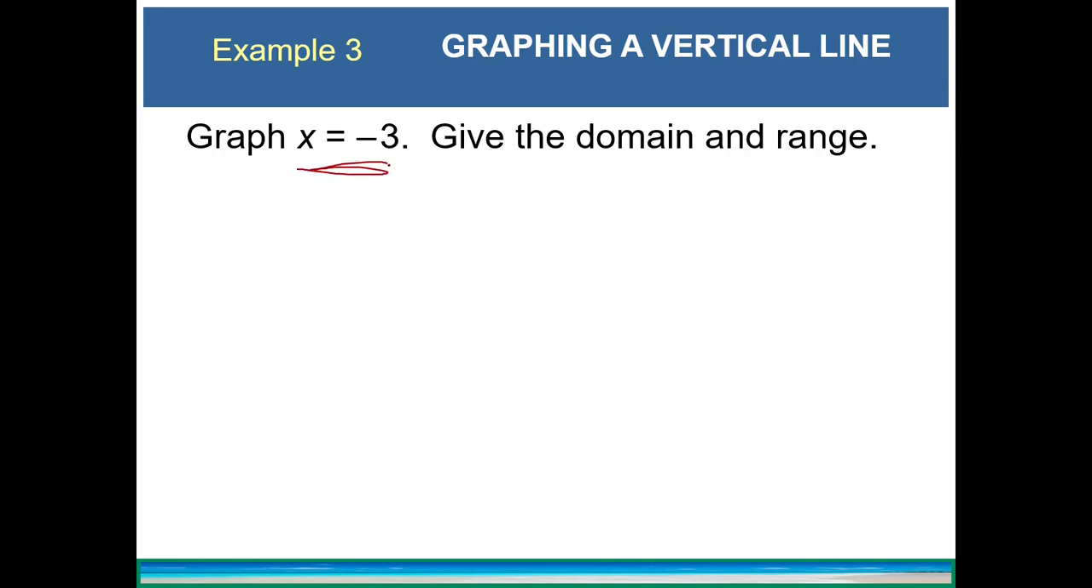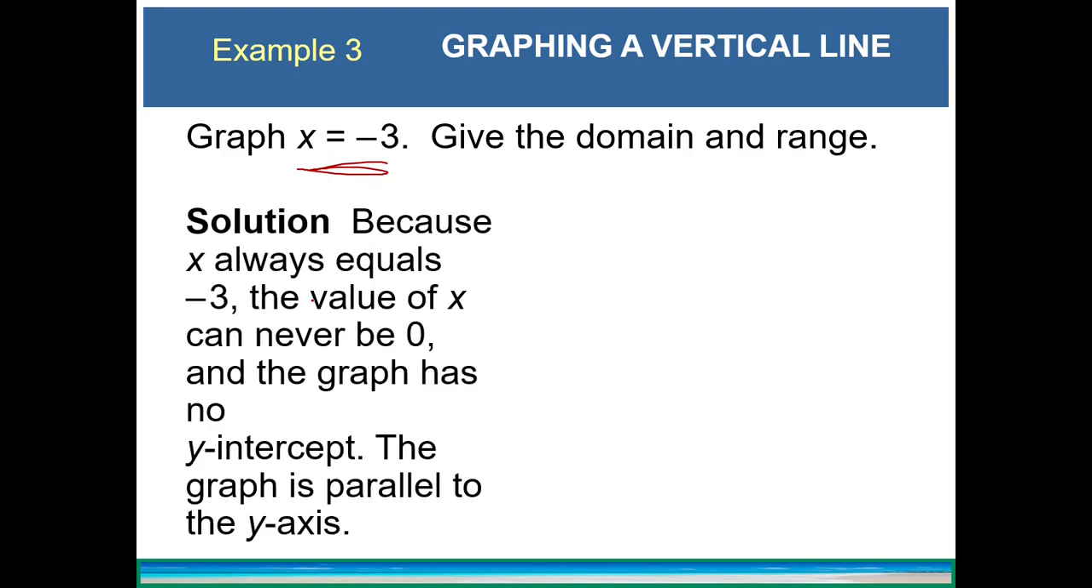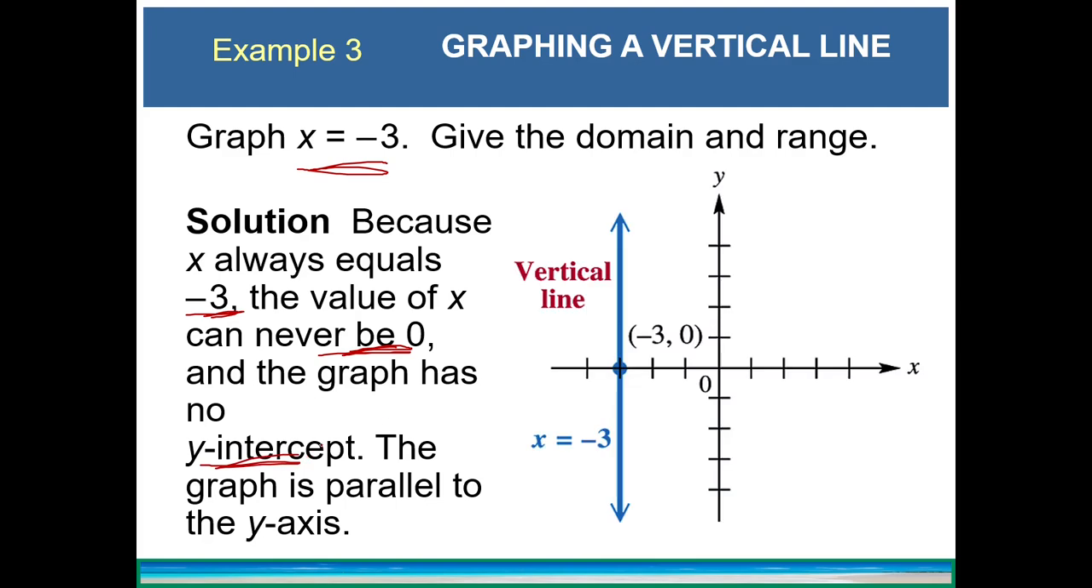When I look at the expression x equals negative 3, that means that x is always going to be equal to negative 3 no matter what the y value is. That implies that y can never be 0, so there is no y-intercept. This means we must have a vertical line at negative 3, 0.